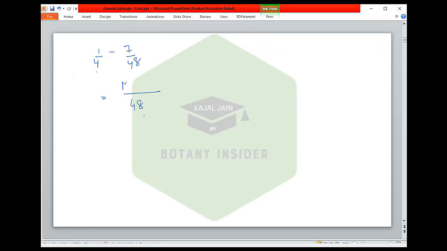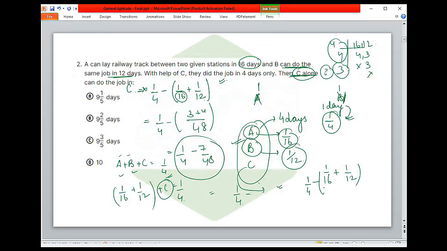This will be 12. This would be 7. This would be equal to 5 upon 48. So this is the correct answer for the question. 5 upon 48. But we don't have any option like 5 upon 48 in the scenario given to us.